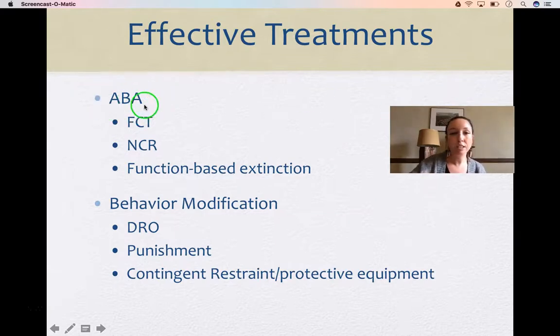So, effective treatments for individuals that are showing self-injurious behavior. Applied behavior analysis. Again, this is a common theme you'll see. And that can be done through functional communication training, non-contingent reinforcement, and function-based extinction. Behavior modification principles such as differential reinforcement schedules, punishment. And this is where punishment is never our first line of defense, but in this population, when they're showing this behavior, this is an evidence-based treatment, but it should always be used within a full ABA or behavior modification package. And then contingent restraint of the individual and putting protective equipment on them.